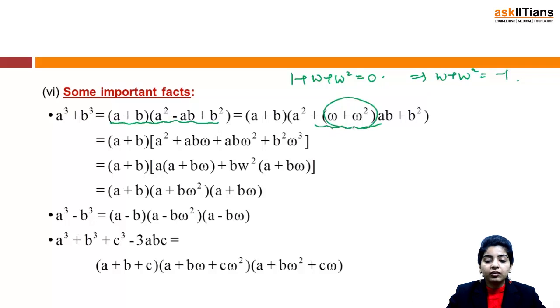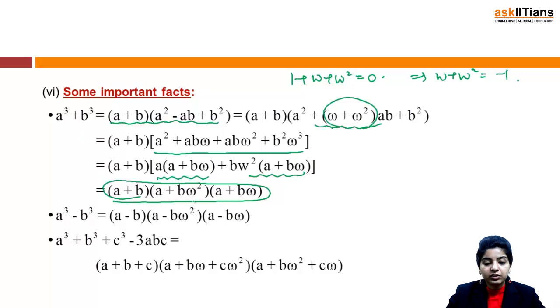So I have written minus 1 as this. Just open up the brackets, then take a common, take b omega square common, and finally you get it like this. So a cube plus b cube can be written as a plus b into a plus b omega square into a plus b omega.